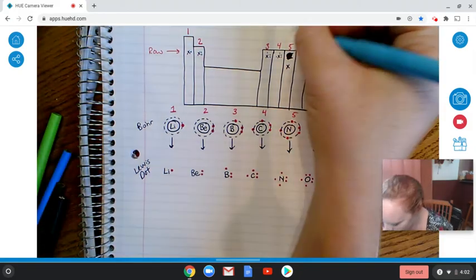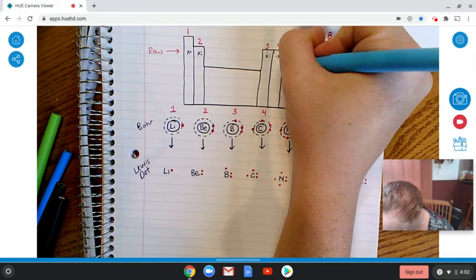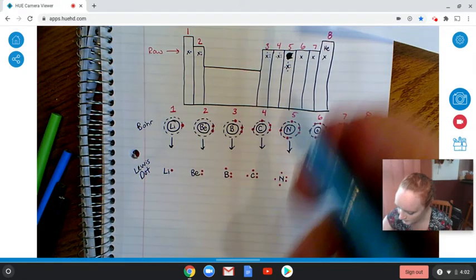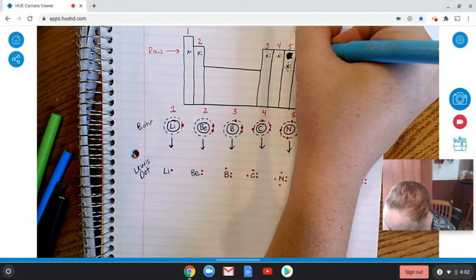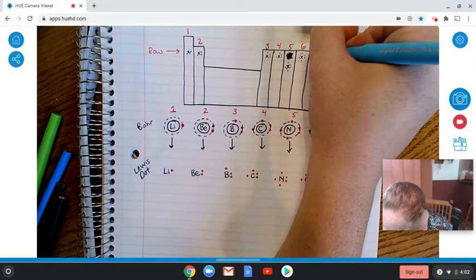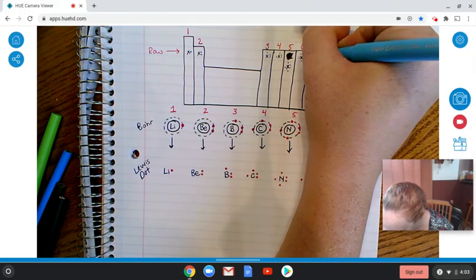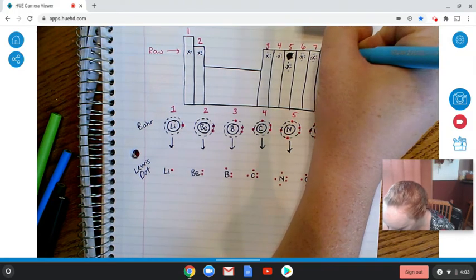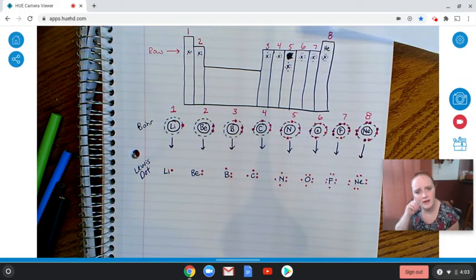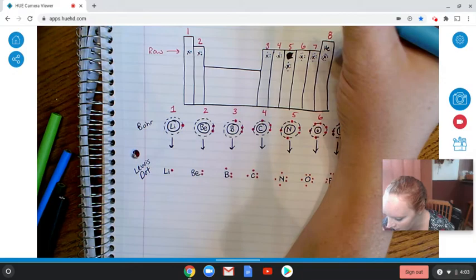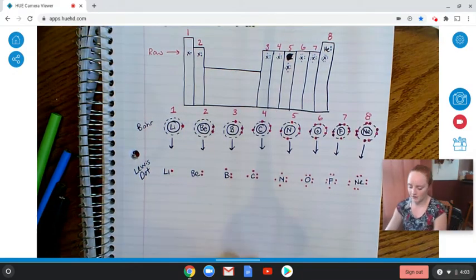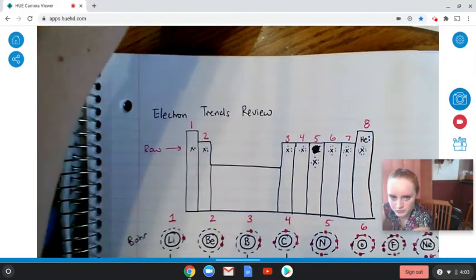So 5 looks like 2 on the left and then 1 in each of the other corners. 6 has 6. So 2 on the right, 2 on top, 1 in each of the corners. 7 has 7, 2 on the right, 2 on the top, 2 on the left, and 1 on the bottom. And noble gases are full with 8. The only exception is helium. Because it is so small, it's still full like the other noble gases, but it only has 2.